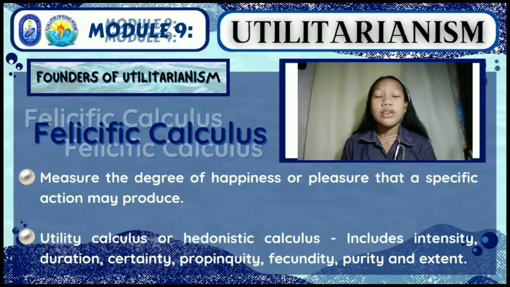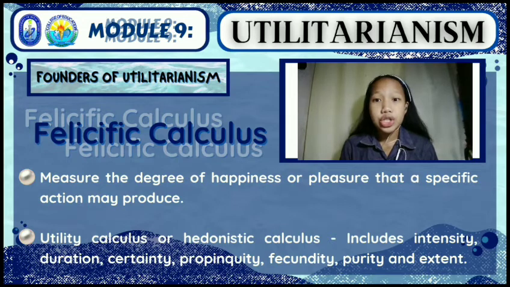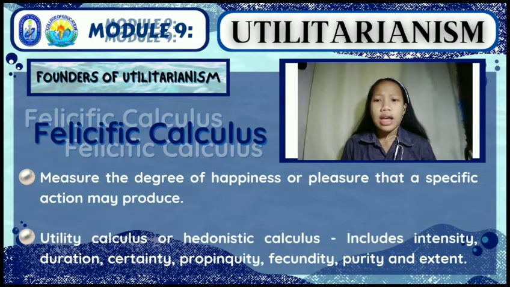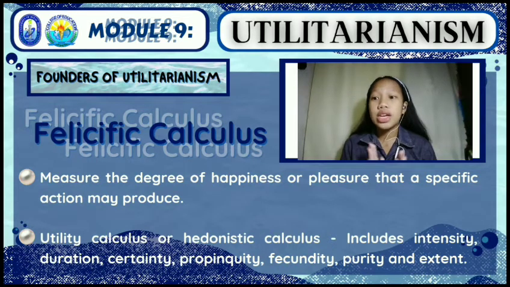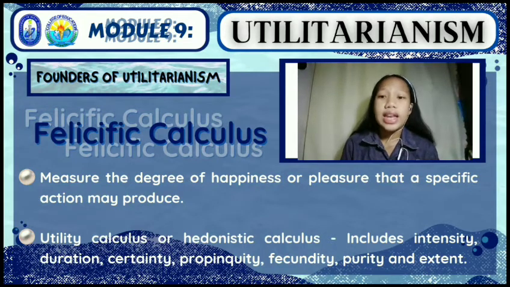The philosophic calculus is the measure of the degree of happiness or pleasure that a specific action may produce. Ibig sabihin, ang philosophic calculus ay paraan upang isukat kung ang action ba na isinagawa ay naghahatid ba ng pleasure or ng pain. Ito din ay tinatawag na utility calculus o hedonistic calculus. So it includes the intensity, duration, certainty, propinquity, fecundity, purity, and extent.